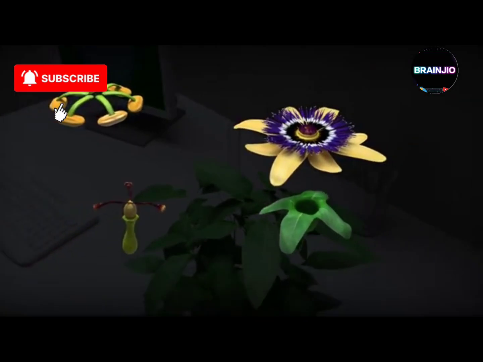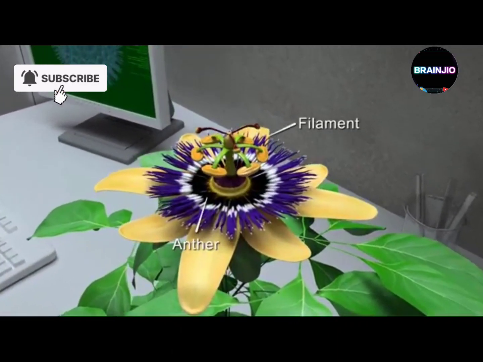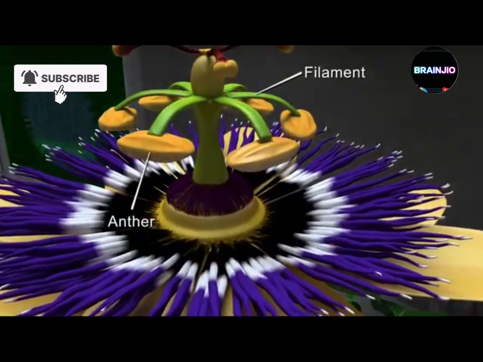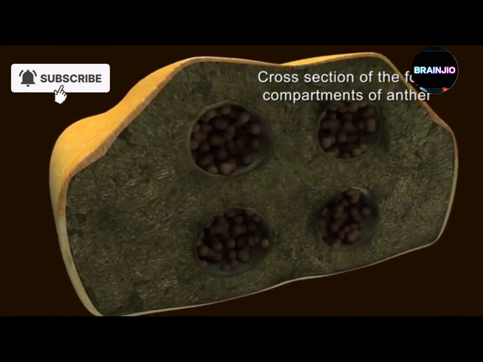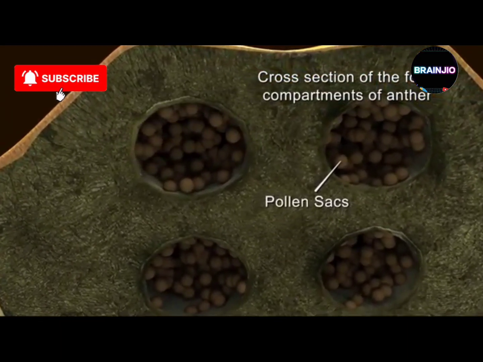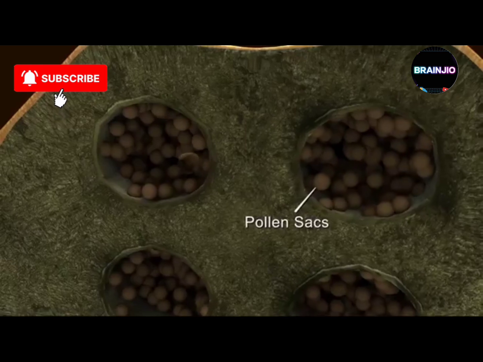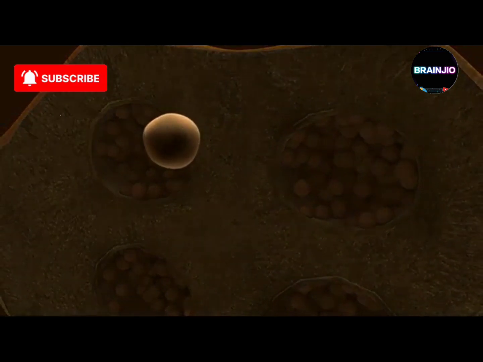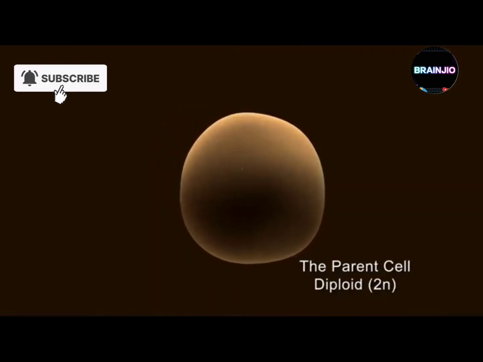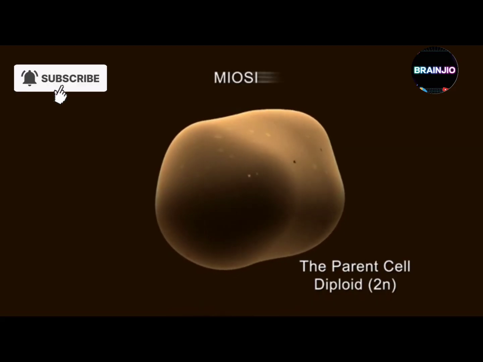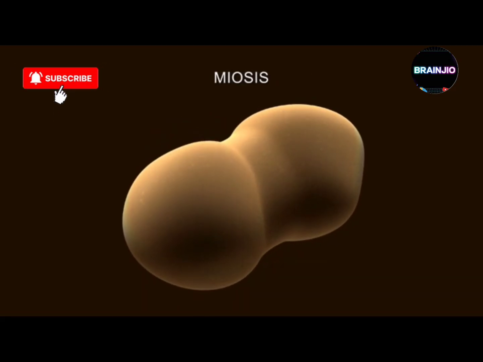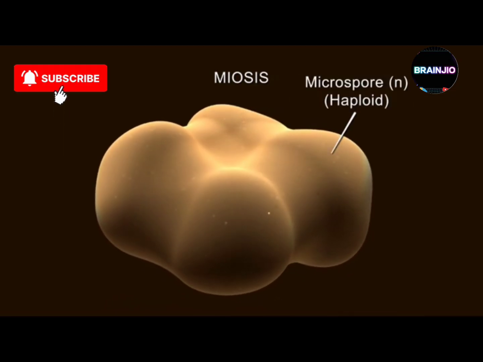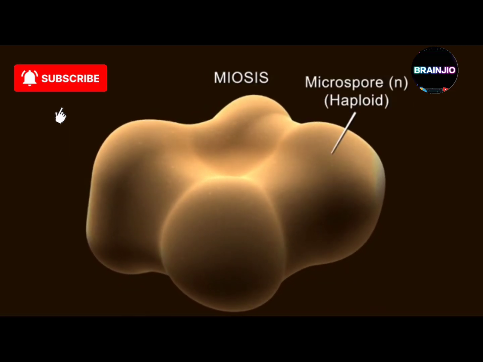Angiosperms have male organs consisting of two parts, anther and filaments. The cross-section of the anther displays four obvious compartments. Each compartment contains pollen sacs. Within each pollen sac, there are many parent cells containing diploid, that is 2n, number of chromosomes. Each parent cell produces 4 haploid N daughter cells called microspores through meiosis.